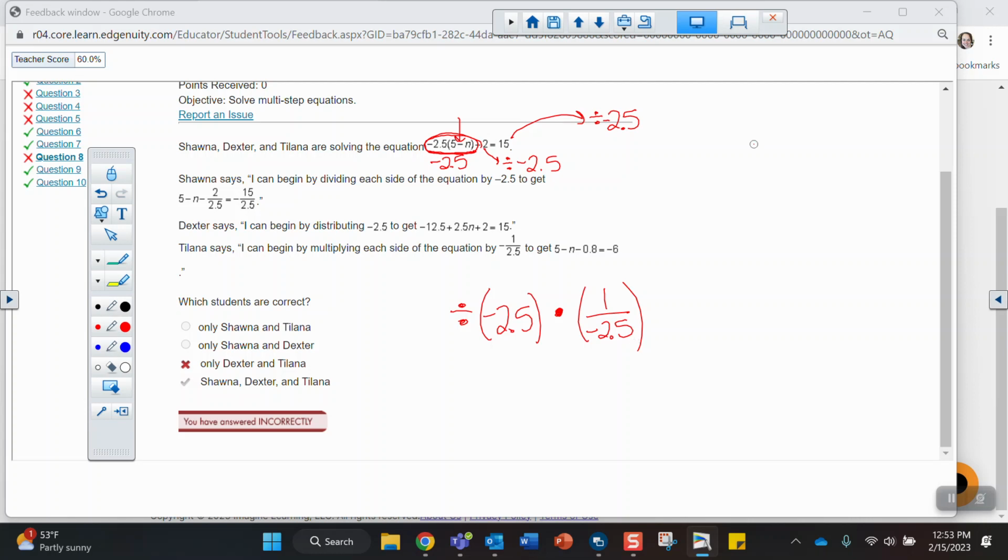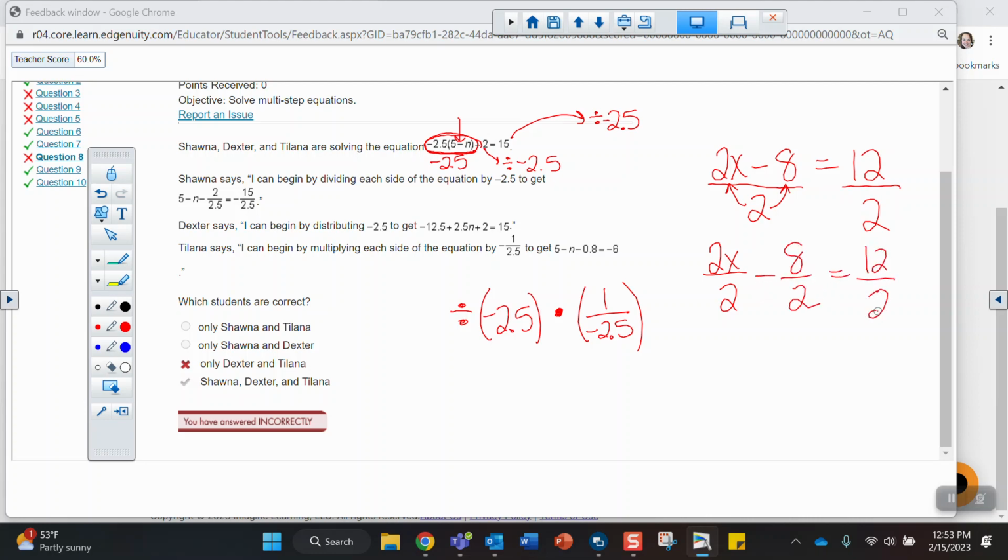Again, let's look at something simpler. Let me simplify it so it's not all these ugly fractions and decimals. If I had like 2x minus 8 equals 12, and I said divide both sides by 2. Okay, here's me dividing that side by 2 and dividing this side by 2. Well, on the left-hand side, I actually have 2 pieces, and they both get divided by 2. So 2x over 2 minus 8 over 2 equals 12 over 2. Okay, so now I've divided both sides by 2. That's kind of what you see happening here.